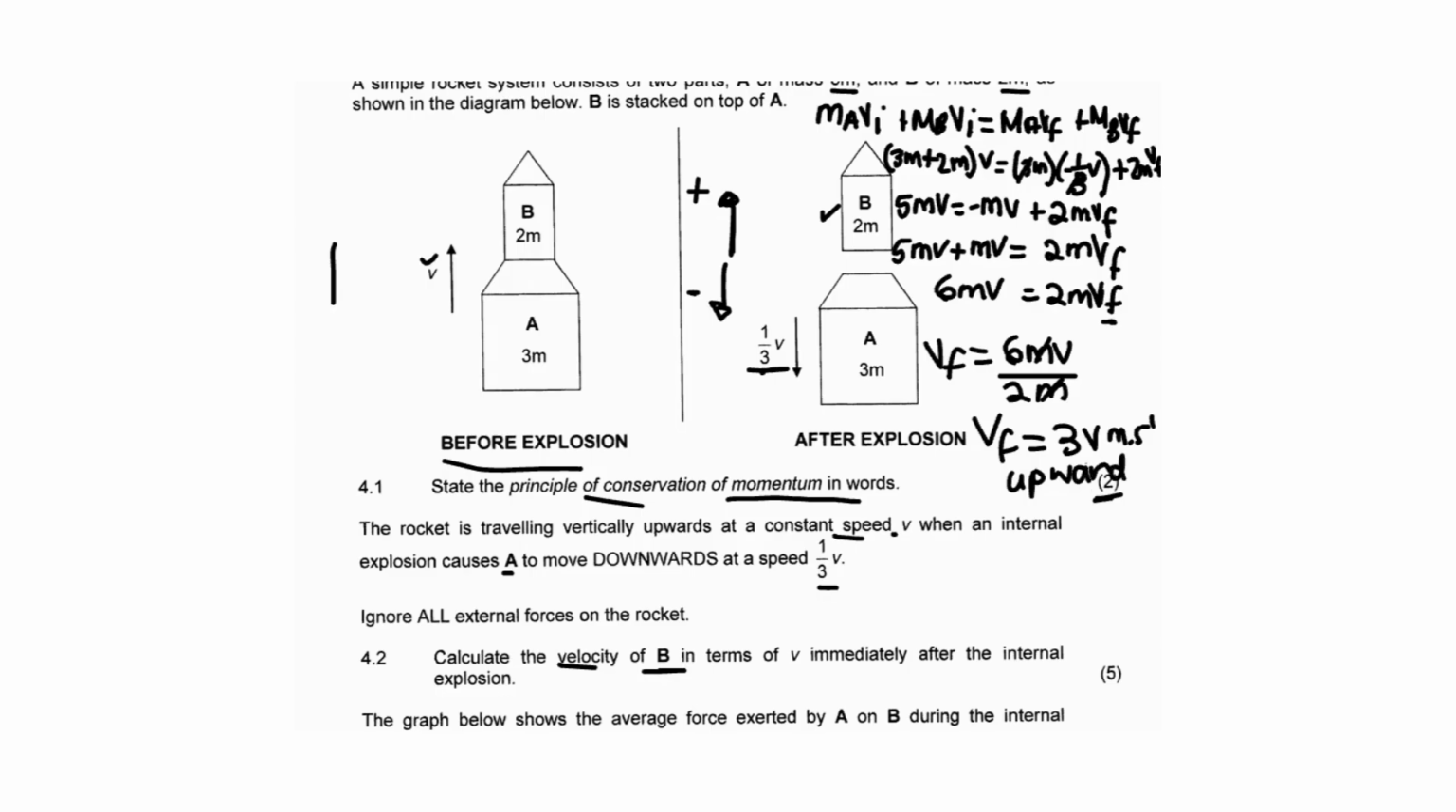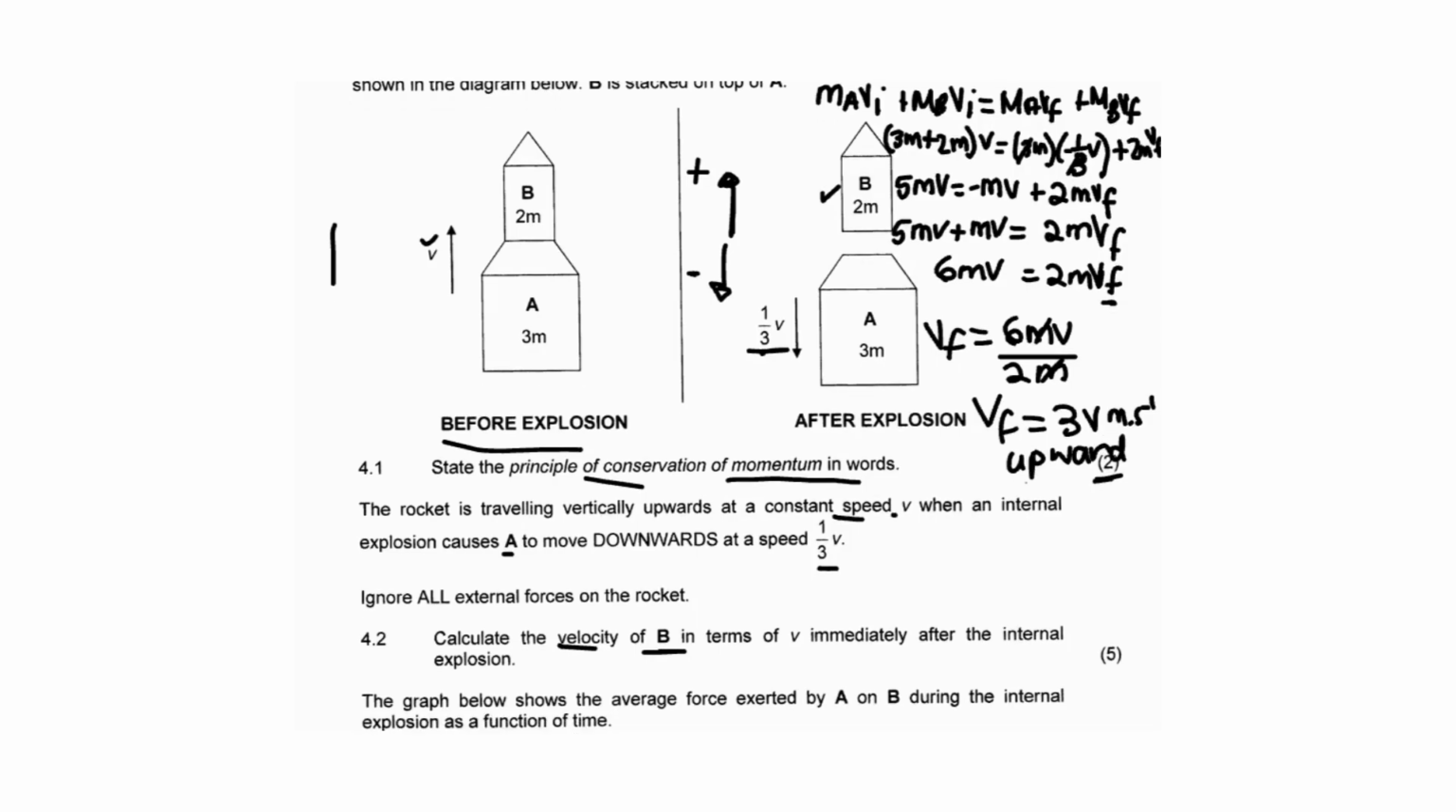Remember, direction is very important. If they say calculate the velocity, you need to state the magnitude and the direction. If they say calculate, let's say speed, yes, you just have to state the magnitude. If they say calculate the magnitude of the velocity, they are being specific. You're only giving us the magnitude, you don't have to put direction. So that would be the velocity of B after explosion.